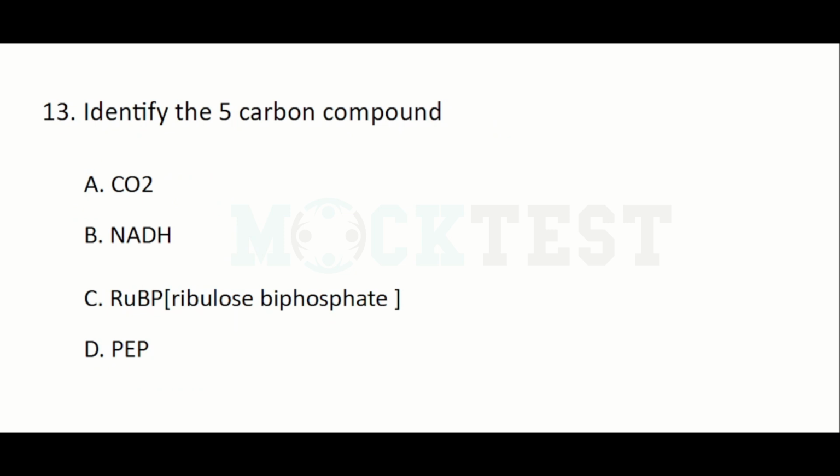Identify the 5 carbon compound. Option A CO2, option B NADH, option C RuBP, option D PEP. The answer is option C RuBP, ribulose bisphosphate.